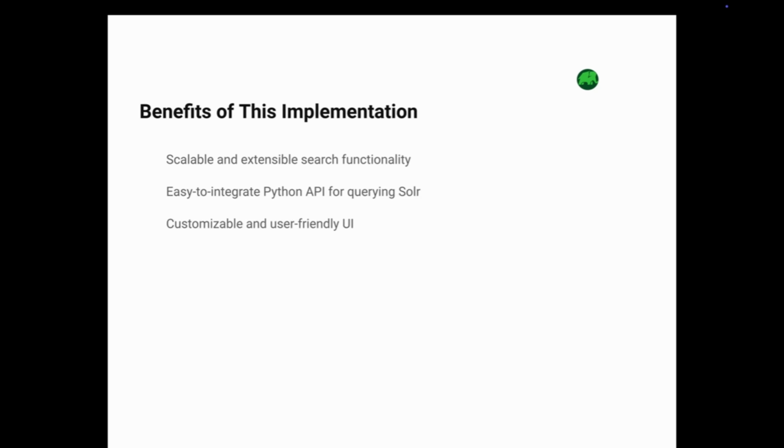To recap, implementing Apache Solr with Python brings you scalable and extensible search functionality for projects of any size, an easy to integrate Python API that simplifies development, a customizable and user-friendly UI for enhanced user experience. Whether you are building a content management system, an e-commerce site, or a knowledge base, this implementation offers everything you need for fast and efficient search capabilities.